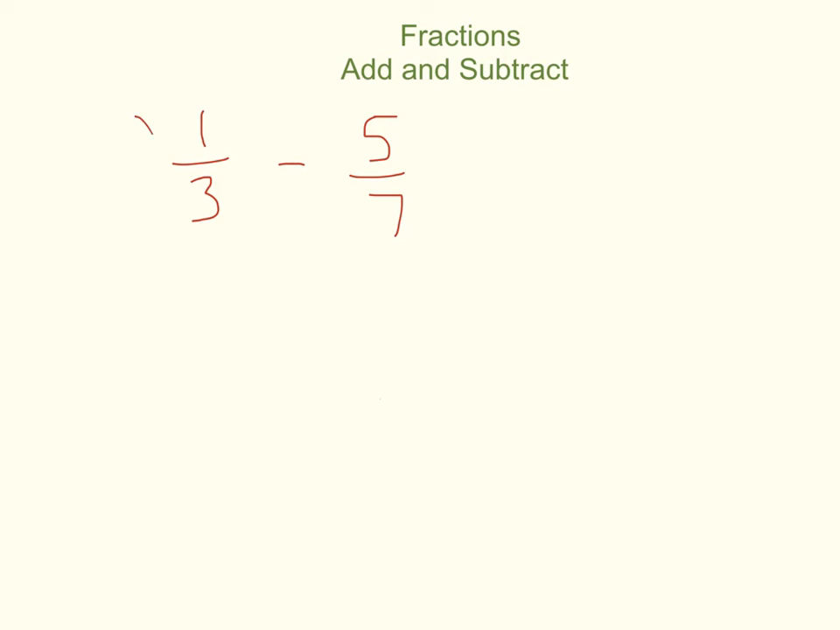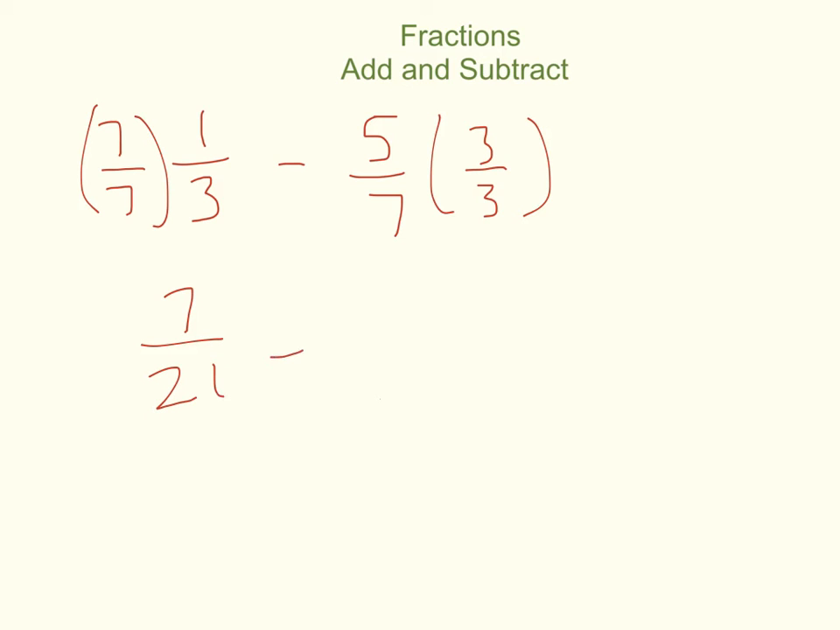So what we're going to do is multiply this side by 7 over 7, this side by 3 over 3. So we get 7 over 21 minus 15 over 21, with 21 being our common denominator. So we're going to get a negative number because we're subtracting a larger positive number from a smaller one. So 7 minus 15 gives us a negative 8, and there's no problem with having a negative number.